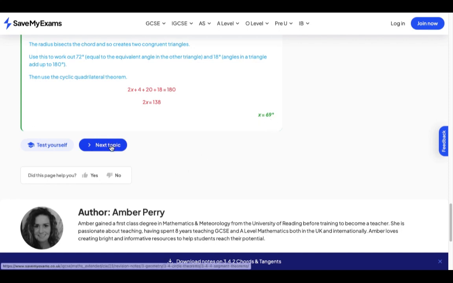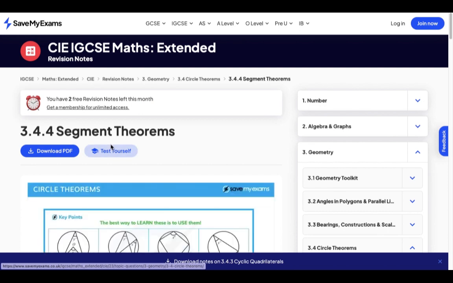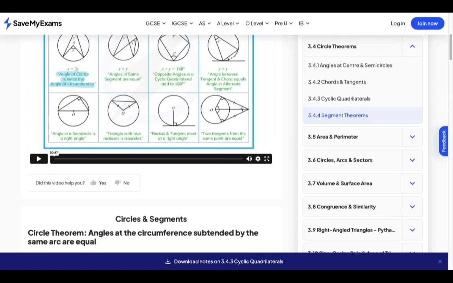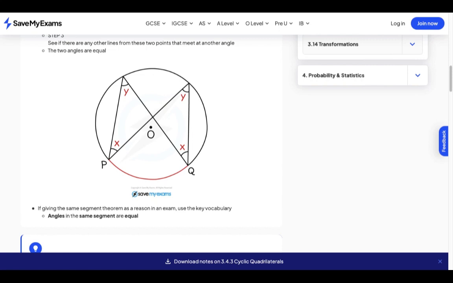Okay, let's move to the next one. Another circle theory, segment theory now. We say the segments are equal. For this one we say the segments are equal. See, this segment, anytime we have segments in the circumference, they are equal.